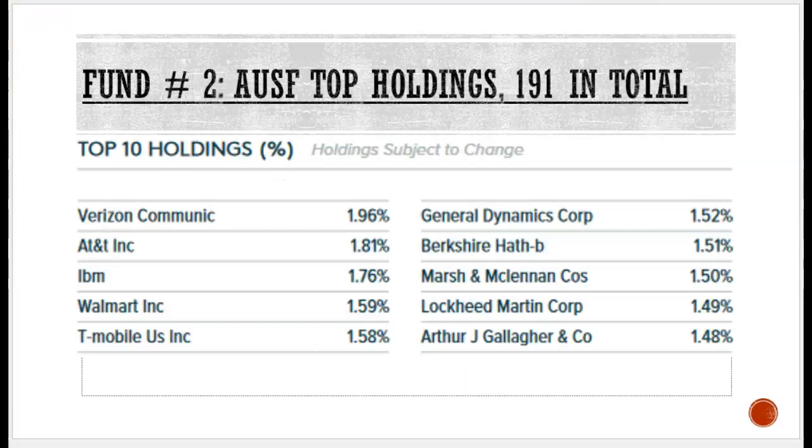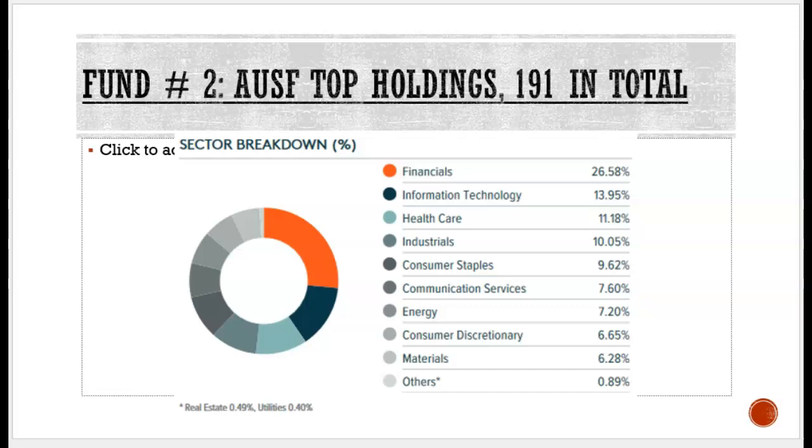All right. In this fund, you have 191 different stocks or equity positions. And what companies do you have? Verizon, AT&T, IBM, Walmart, T-Mobile, General Dynamics, Berkshire Hathaway Class B, Lockheed Martin, and Arthur J. Gallagher Company. All right, and Marsh and McLennan as well. So that's a pretty good mix right there. Now let's move into that performance.